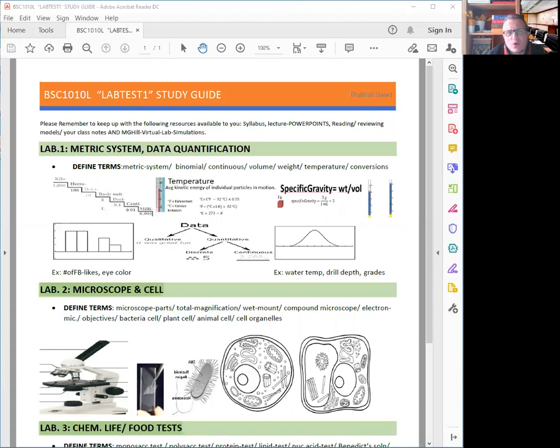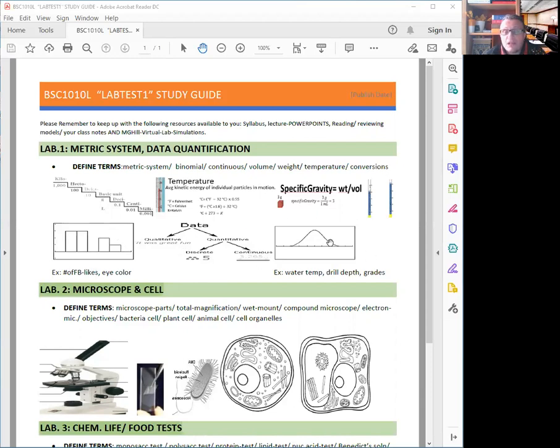Then data: continuous versus binomial or discrete data. Data can be qualitative, where there are no numbers, or quantitative, which we are more interested in. Quantitative data could be discrete or binomial, like eye color, gender, or number of eggs in a basket. You see here a bar graph, which is showing just whole numbers, like number of Facebook likes, eye color.